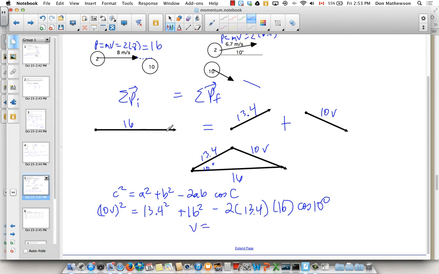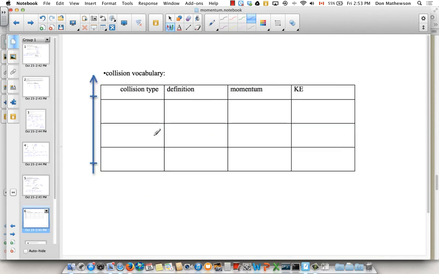So this works great as long as one of the objects is at rest and you only have 3 vectors, because 3 vectors will always add together to give you a triangle, which you can then solve. Now a bit of collision vocabulary. There are 3 types of collisions.